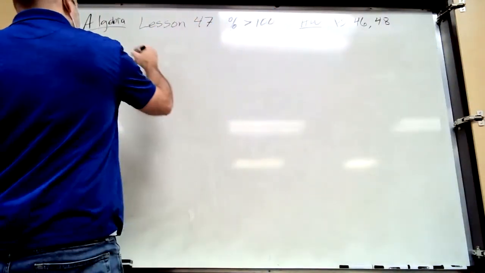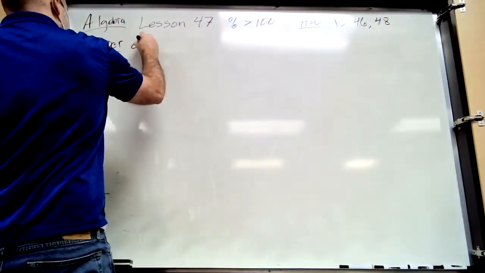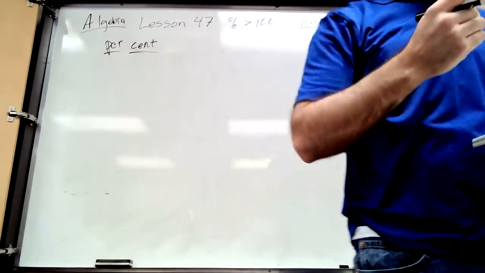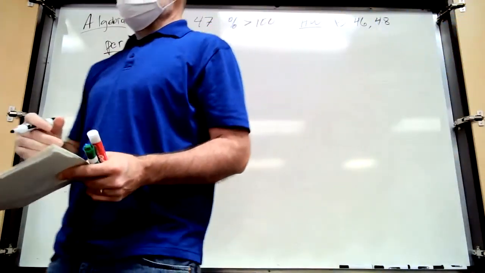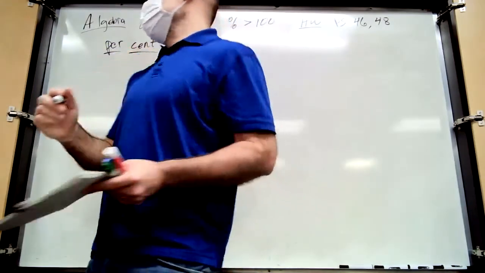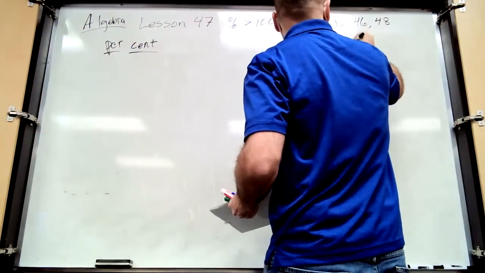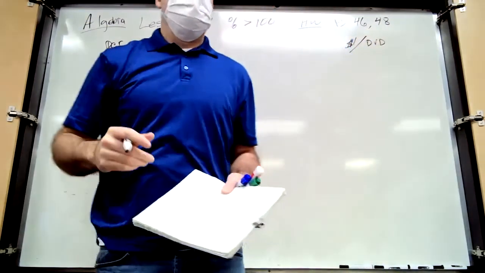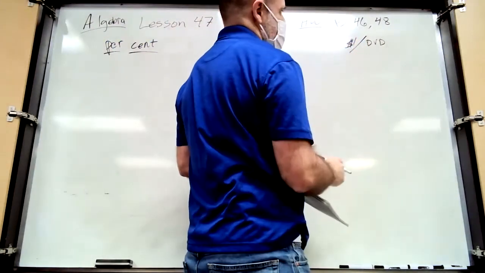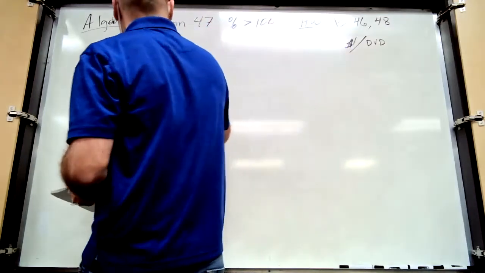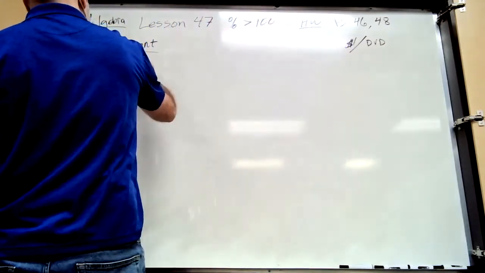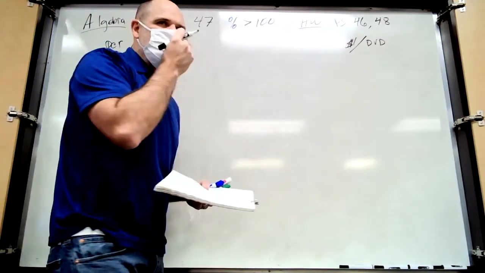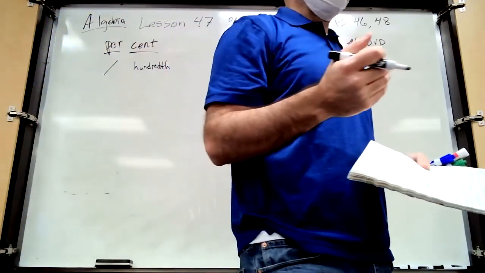So the word percent, I love words because sometimes they make sense. So per, like if you went to a garage sale and you saw something like $1 per DVD. Someone was getting rid of DVDs, so you might see a price tag like that. So that means per, and then cent is per hundredth, because a cent is 100th of a dollar, right?